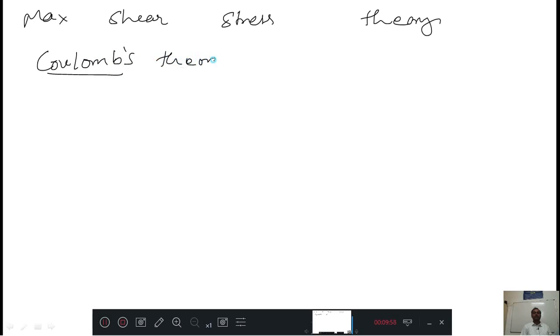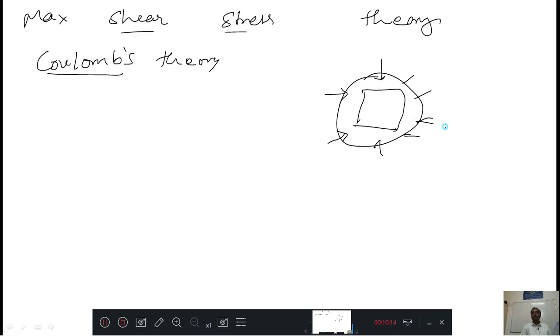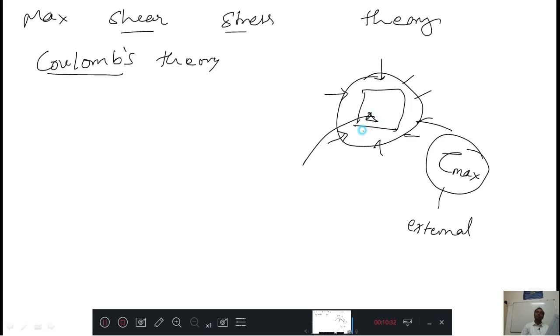Coulomb is a scientist's name, who invented this maximum shear stress theory. What Coulomb says is, if a material is there and you apply some stresses on it, inside, maximum shear stress will develop. This is because of the external load. Inside, maximum shear stress will develop. But the material will have its own shear strength.